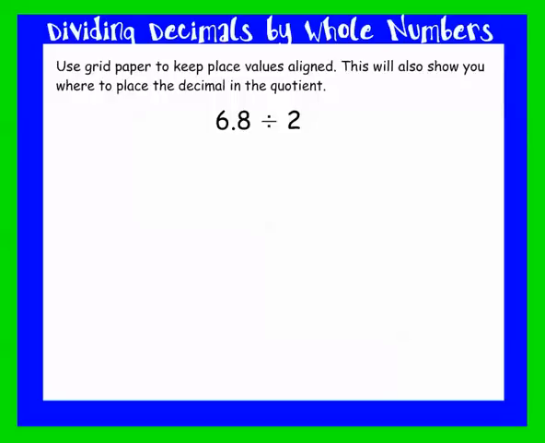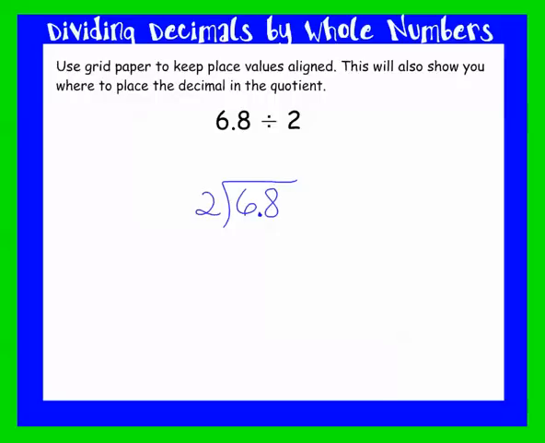As we were doing in the last lesson, if you need to use grid paper to help keep your place values aligned, please do that. That will also help you with your decimal placement in your quotient. We're going to start with 6 8/10 divided by 2. We'll take the 6 8/10 since that is the dividend. That goes under that division sign. And then we're going to divide by 2. The divisor goes out here on your left.